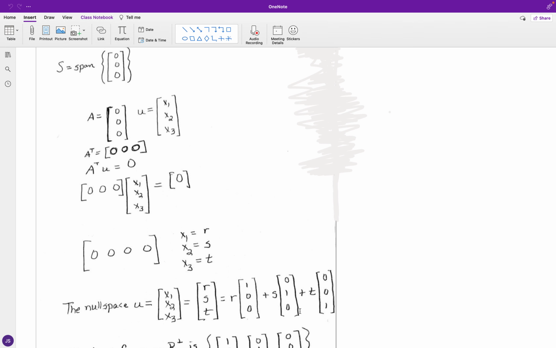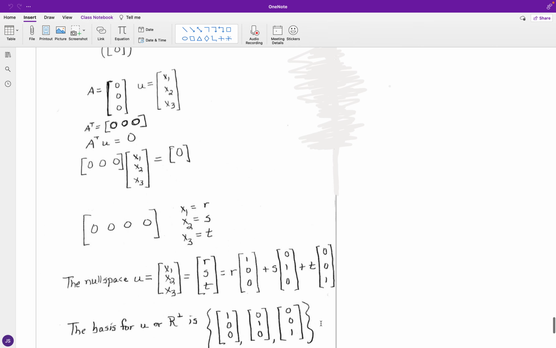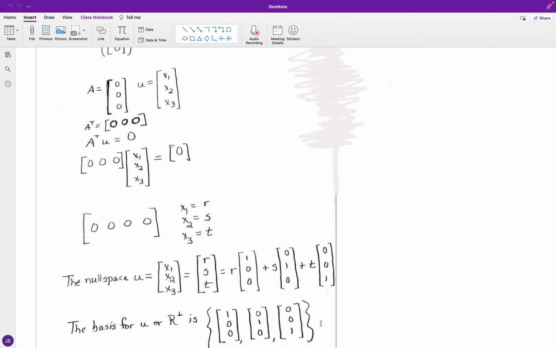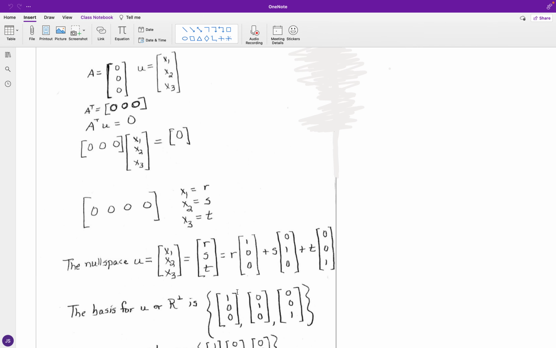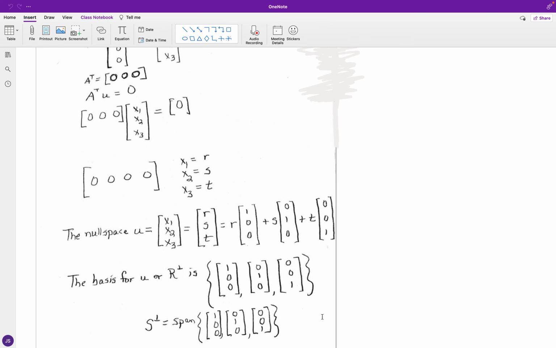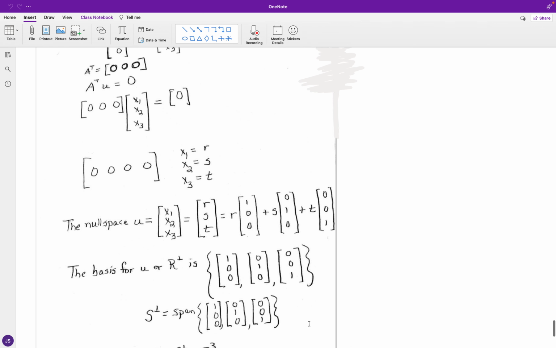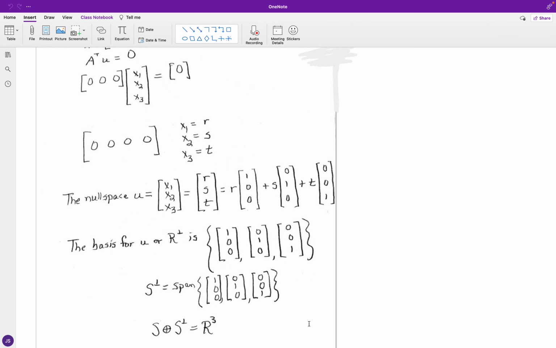And so for the null space, we have r, s, and t, and then partitioning out, you have r times 1, 0, 0, plus s times 0, 1, 0, since s is only in the middle, and with t coming last, t times 0, 0, 1. The basis for the null space, or the orthogonal complement, is going to be the set consisting of 1, 0, 0, 0, 1, 0, and 0, 0, 1. And so the orthogonal complement is going to be the span over the set of these three vectors, and in effect the direct sum between S and its orthogonal complement will be all of R3.